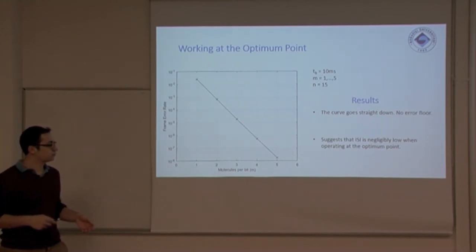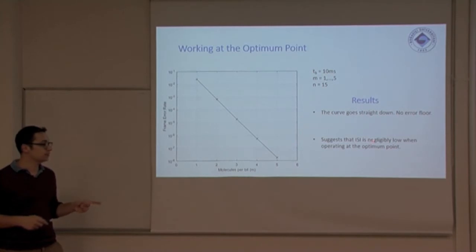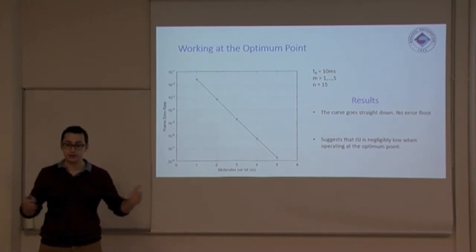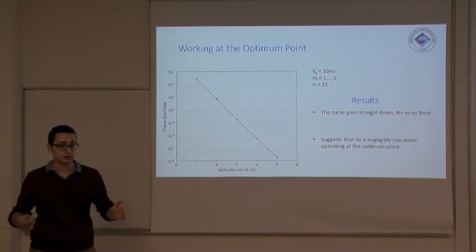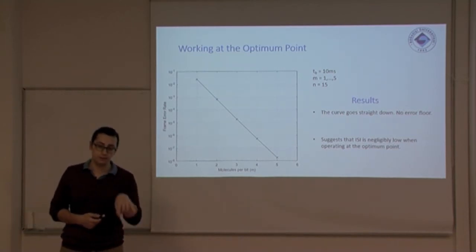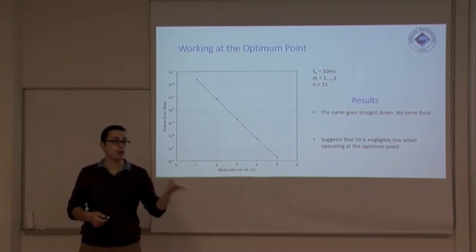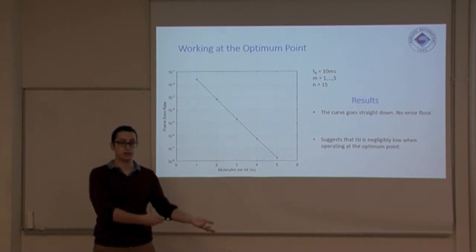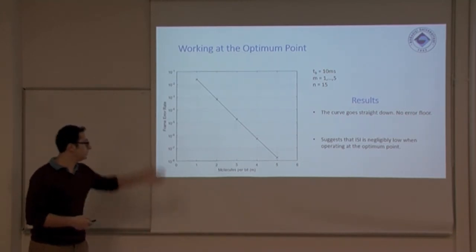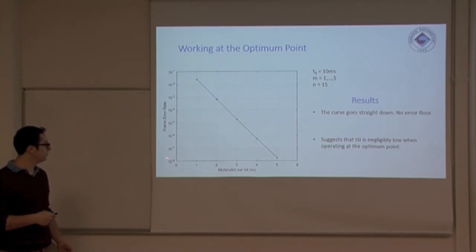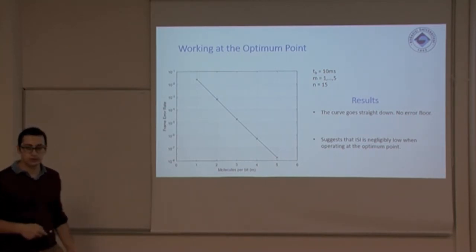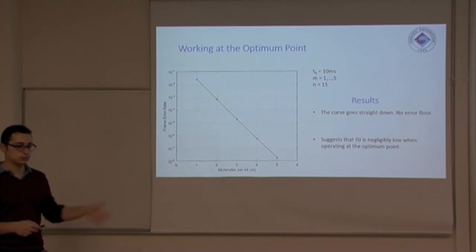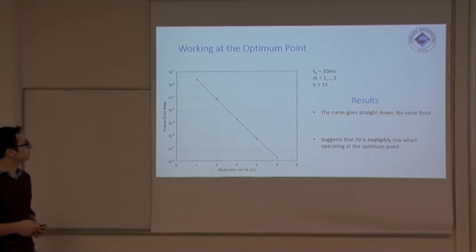In this case, the curve goes straight down, which suggests that ISI is negligibly low when we're operating at the optimum point. Since we use our frame identifiers cyclically, if we have enough of them, we can, while conserving our already high bitrate, make the frames see a much better channel and combat ISI, and have this beautiful curve. Like we have 10 to the minus 8 frame error rate even when we have an M of 5 molecules per bit, which is insane for a molecular communication channel.